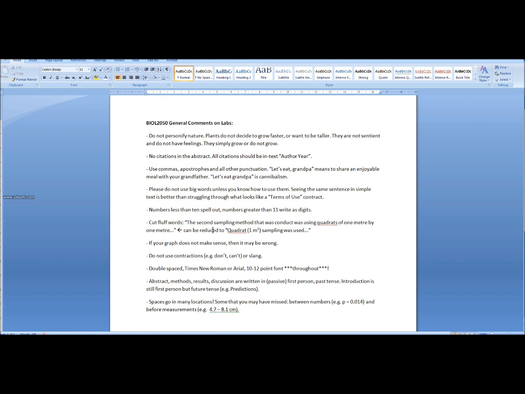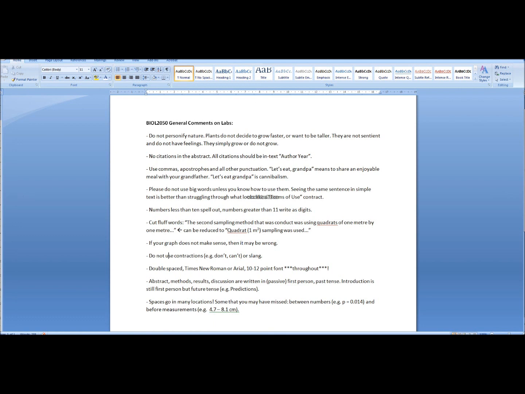If your graph does not make sense, then it might be wrong. If you're looking at your x and your y, and it doesn't make sense that they're together, then there might be a reason why it doesn't make sense. Maybe your question isn't being answered by this figure, so try to rethink it. What are other options? What other figures?